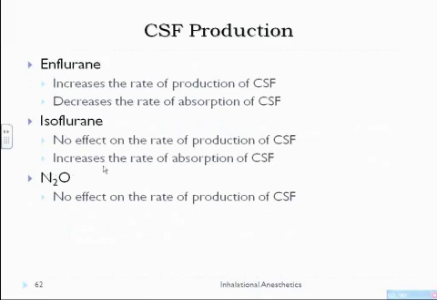What about CSF production? This is another reason why enflurane is really not a good idea in any patient who has intracranial injuries: enflurane increases the rate of production of CSF plus decreases absorption. Isoflurane, on the other hand, doesn't have any effect on production, but it helps by increasing CSF absorption. So in that sense, isoflurane is, again, protective of ICP pressures. Nitrous oxide has really no effect on the rate of production of CSF.